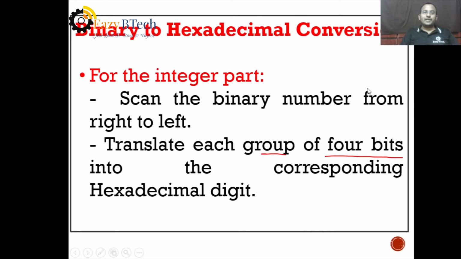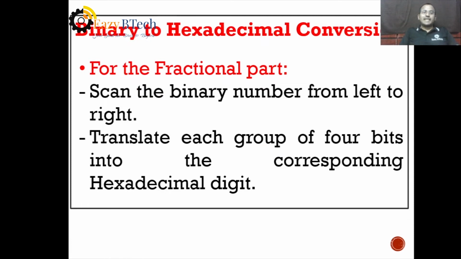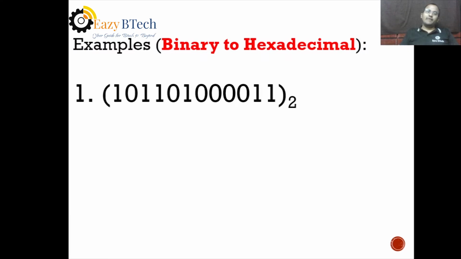Similarly for the fractional part, we have to scan the number from left to right. Here also we have to group 4 bits and then write the corresponding hexadecimal digit. So it is similar to finding the octal equivalent of the given binary number, but instead of grouping 3 bits as in the octal number system, we have to group 4 bits. That is the only difference. Rest of the thing is the same. We will also see this with the help of an example so that it will be clearly understood.